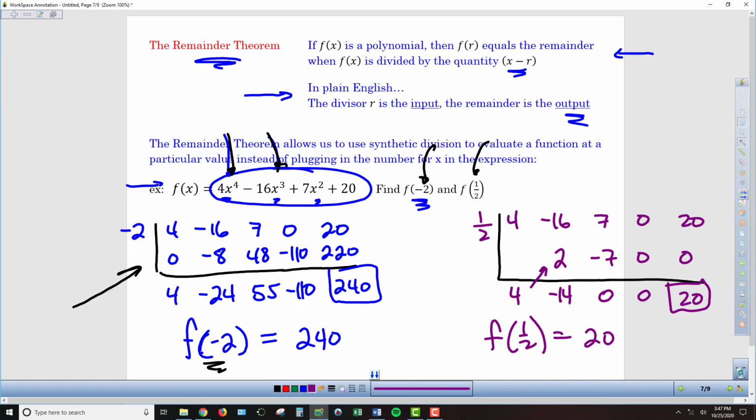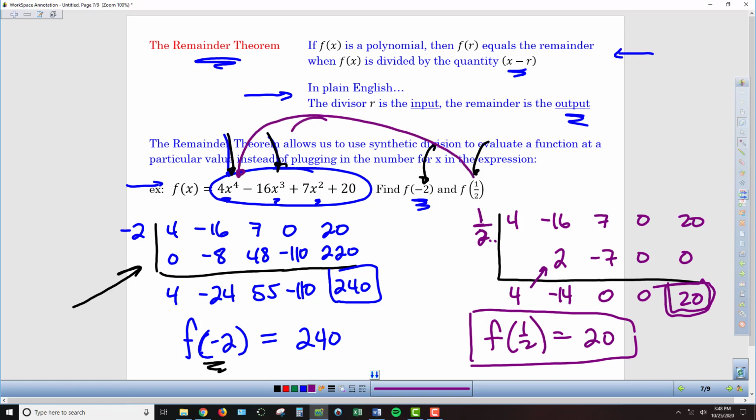And so I would argue that this is a much faster way to get this result using the concept of the remainder theorem, that whatever your divisor is as your input, whatever your remainder is as your output, is a much better way to get the answer than to actually take 1/2 and plug it in for x everywhere in this function. There are times where just plugging the number in is faster, but this is certainly a case where the remainder theorem becomes a very handy tool.